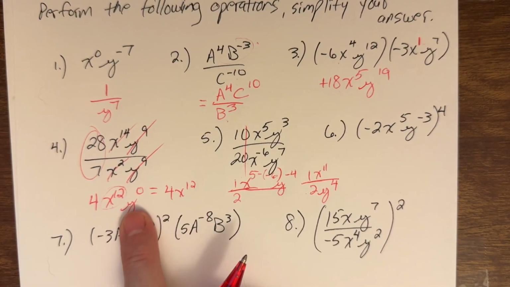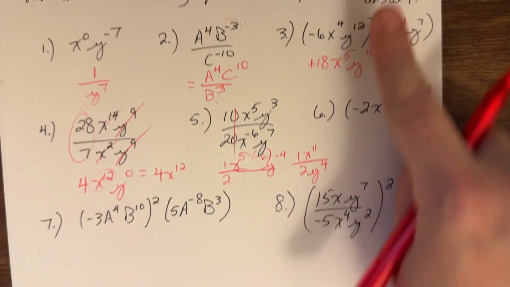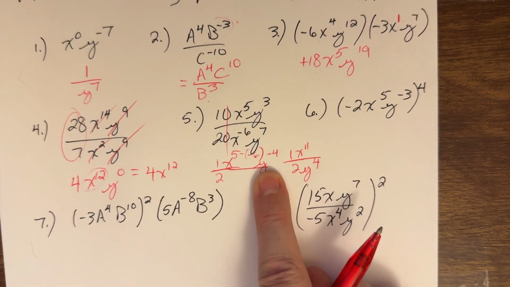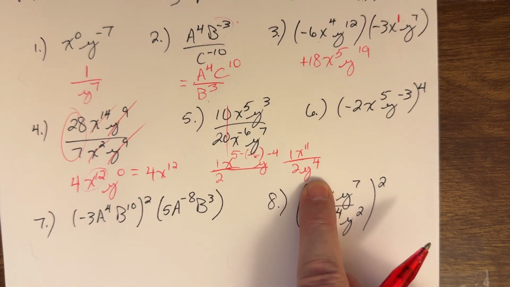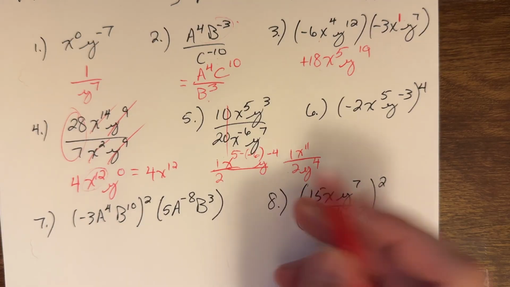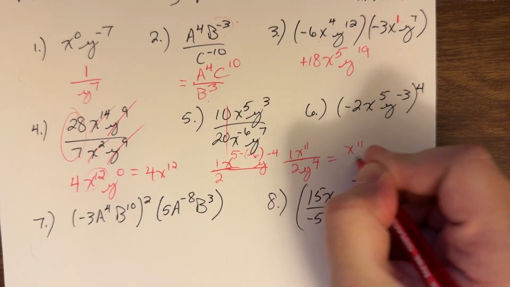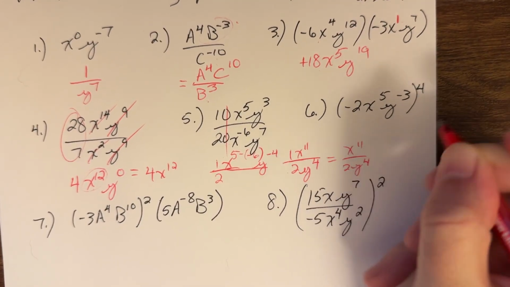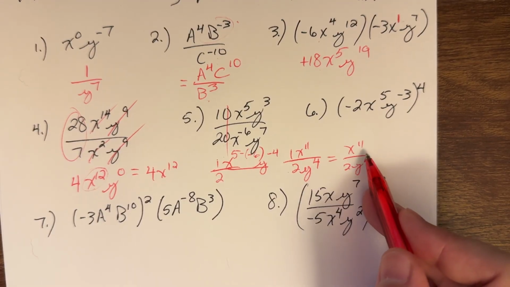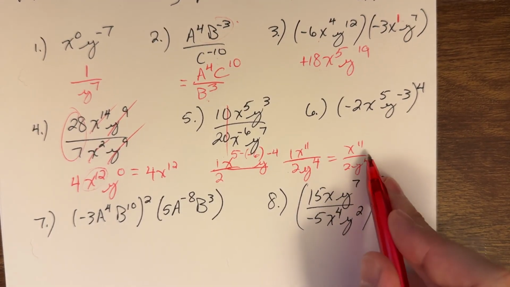Just like here, we had a y to the 0, technically correct, but not simplified. Here we had a y to the negative 4. Let's simplify it. And at the end here, that 1 is technically still there, but because I have other stuff, what is 1 times x to the 11? You could certainly just leave that as x to the 11.